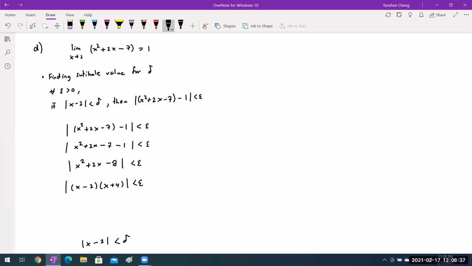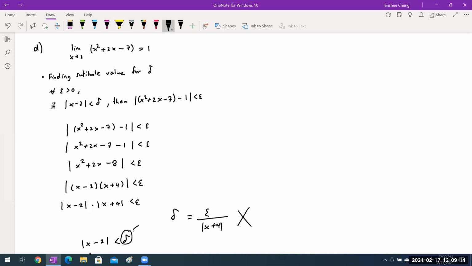is less than epsilon. And notice right here, using the properties of absolute value, I can say that the absolute value of x minus 2 times the absolute value of x plus 4 is less than epsilon. So a lot of times, for this type of quadratic problem, on the manipulation part, the student would think that the ideal choice for delta is epsilon divided by the absolute value of x plus 4. And this is wrong, because remember that delta is what?